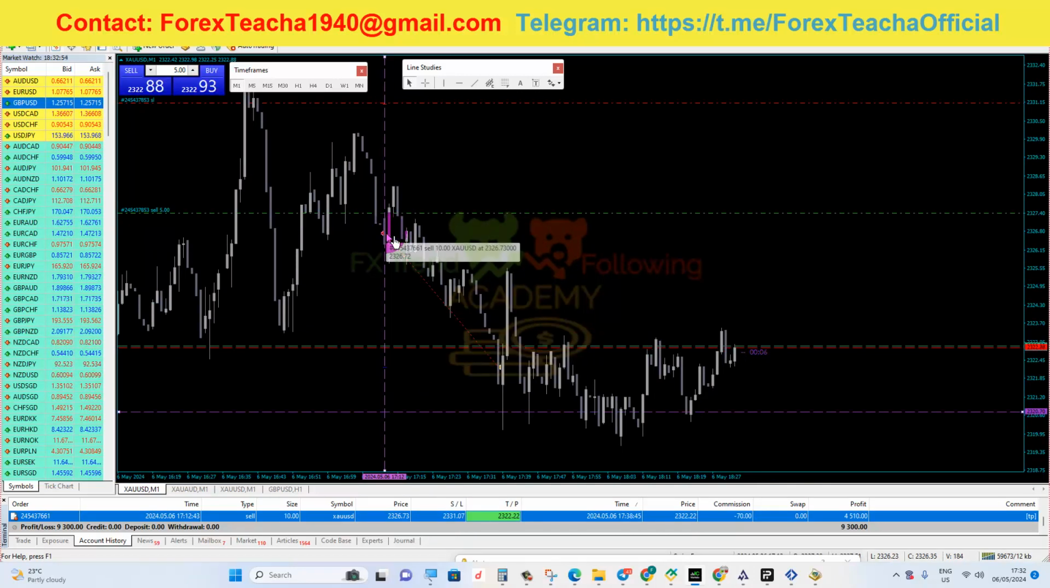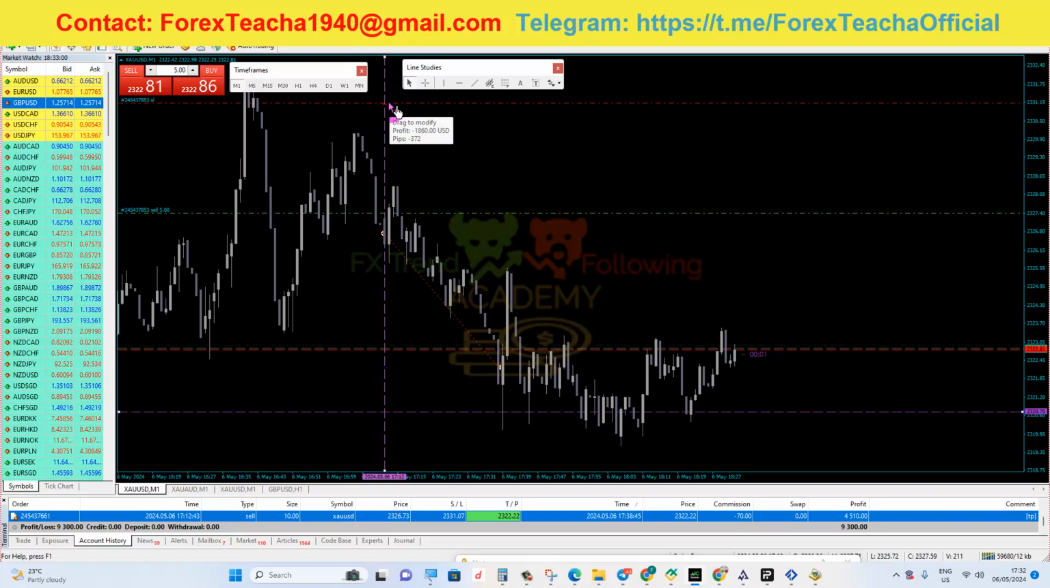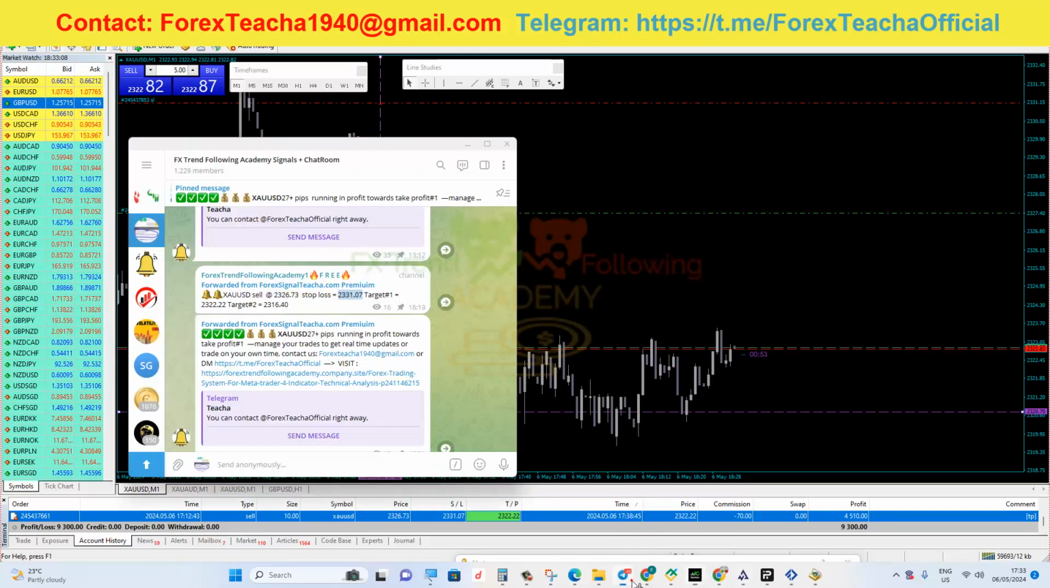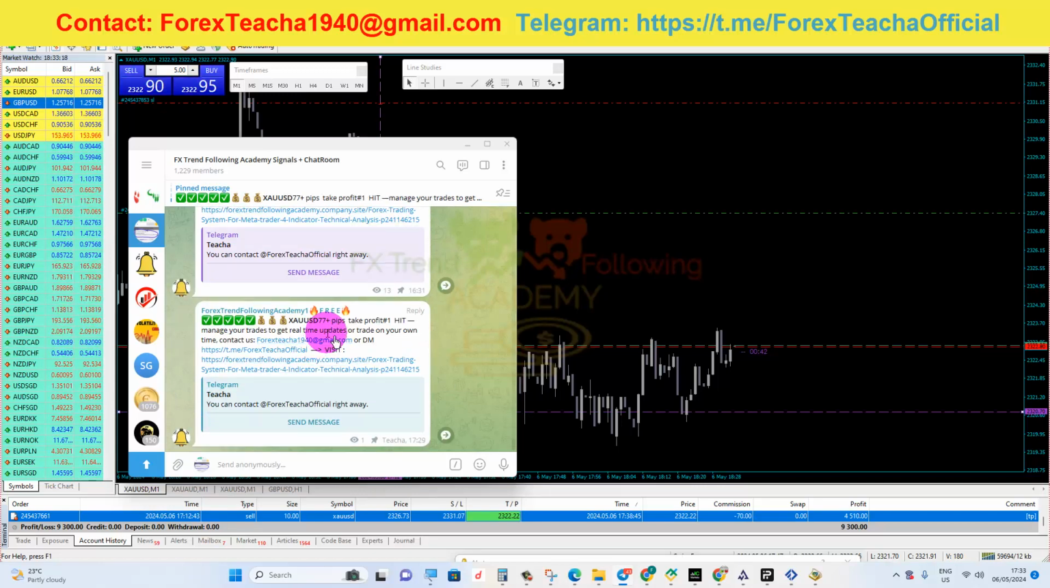From here, this was our entry, this was our stop loss, which was almost 40 pips, right? And also our take profit was right here, which was almost 40 pips. So if you go back to our Telegram channel, you are going to see these trades were sent live in real time and also updated in real time. The first time I updated this trade, it was around 27 pips in profit. And then now I just updated that it was running 77 pips in profit, and the take profit number one was hit.